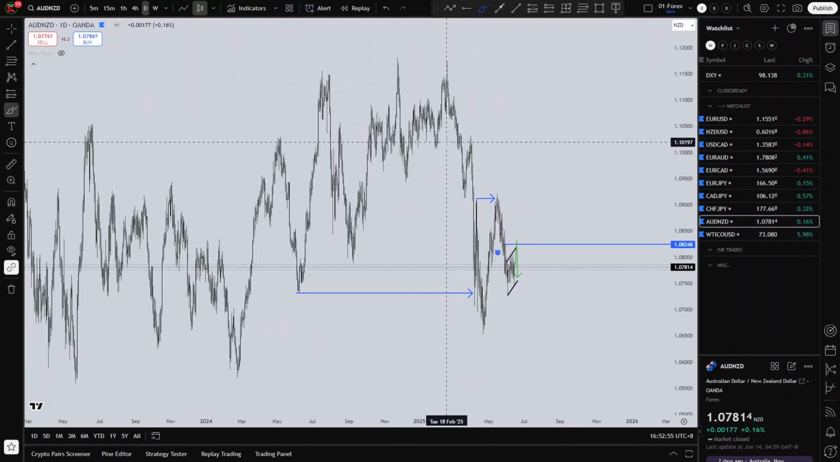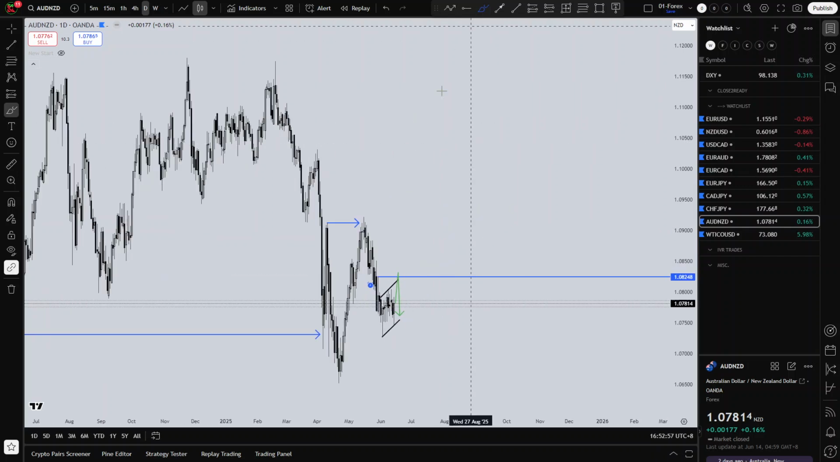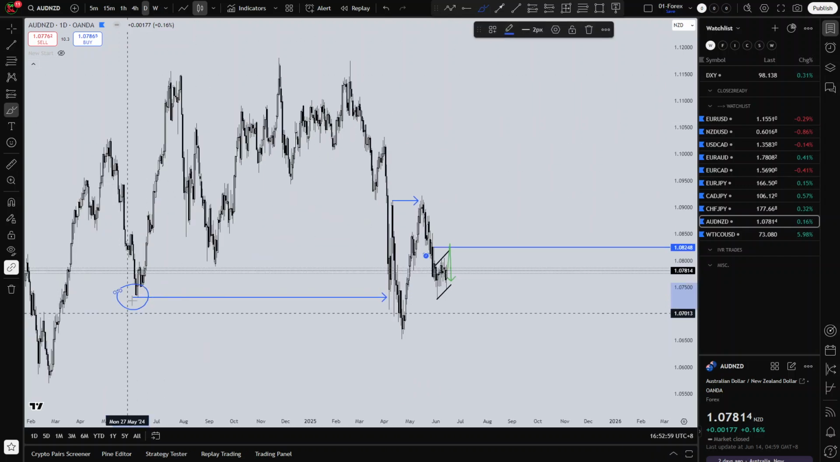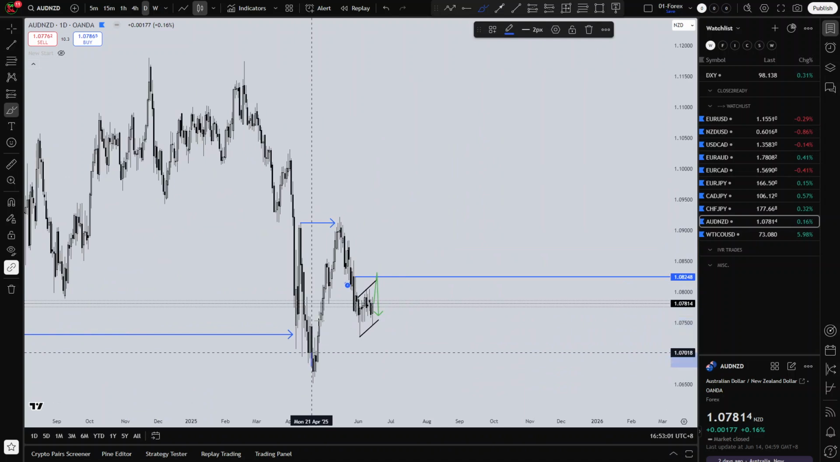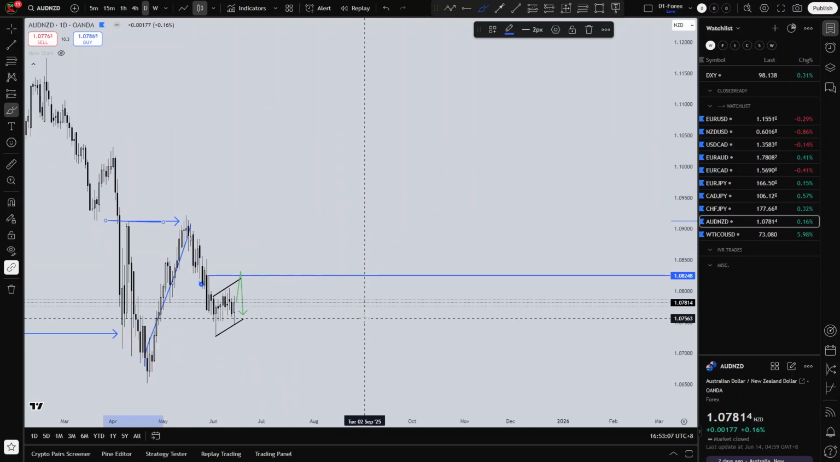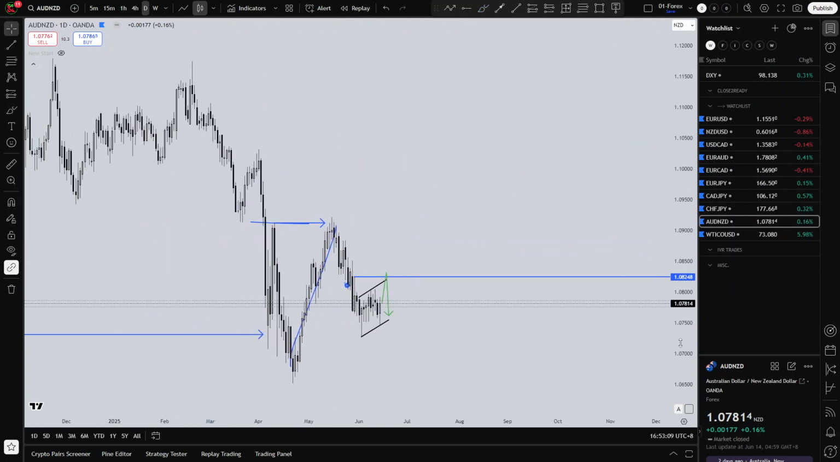Australian dollar, New Zealand dollar: on the daily time frame, I'm expecting the Australian dollar to be slightly weaker than the New Zealand dollar, and we can see here we had this value area to the left. We had a strong reaction here, retested this clear liquidity area in the form of a V shape, and are now in a bearish run to the downside.